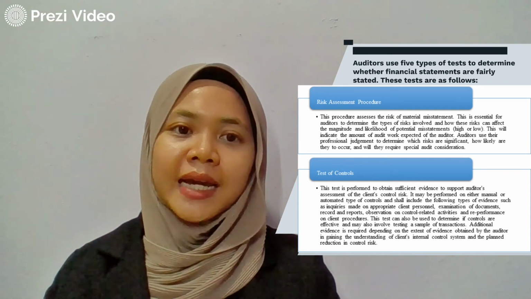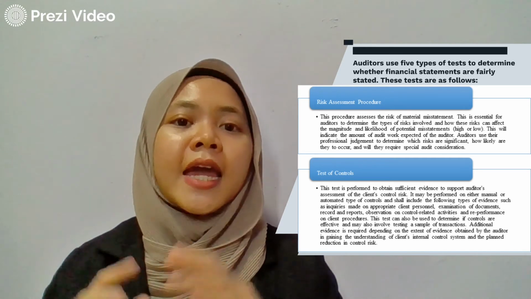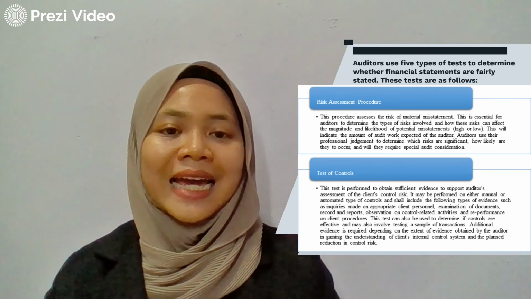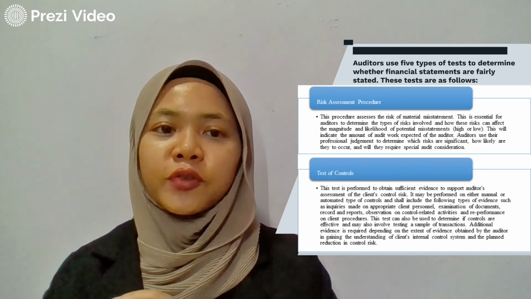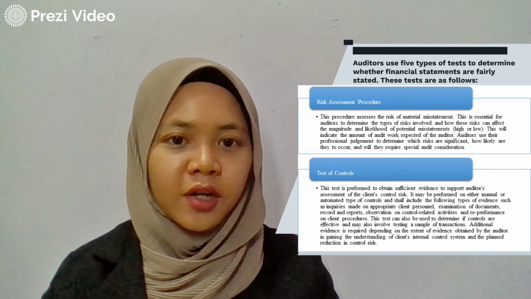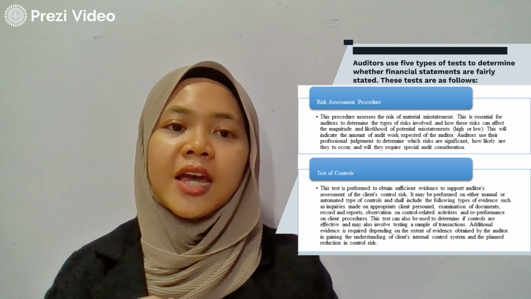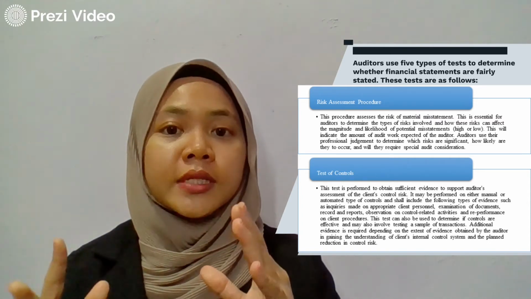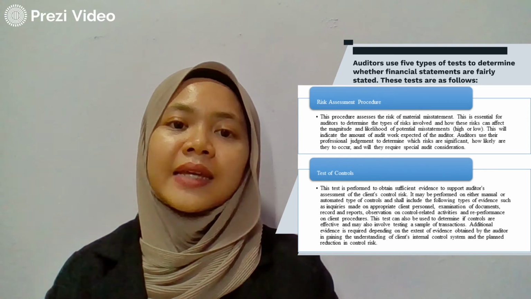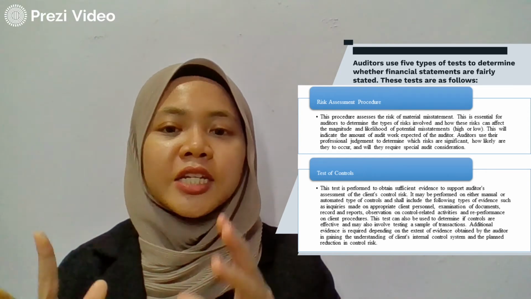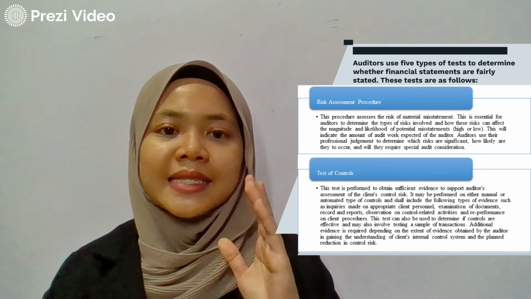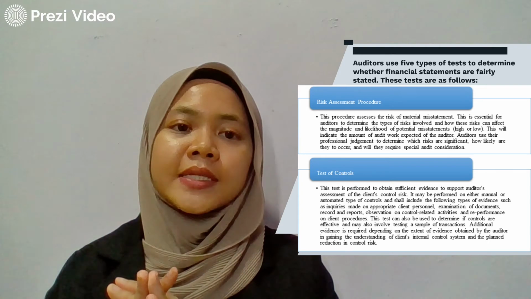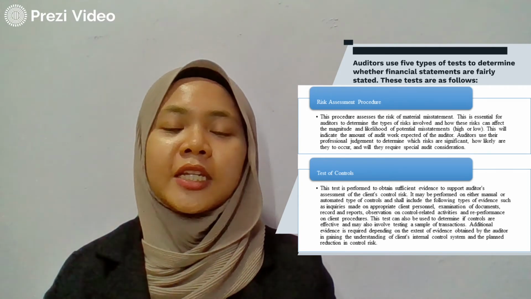It may be performed on either manual or automated types of controls and shall include the following types of evidence, such as inquiries made of appropriate client personnel, examination of documents, records and reports, observation of control-related activities, and re-performance of client procedures. This test can also be used to determine if controls are effective and may also involve testing a sample of transactions. Additional evidence is required depending on the extent of evidence obtained by the auditor in gaining the understanding of the client's internal control system and the planned reduction in control risk.